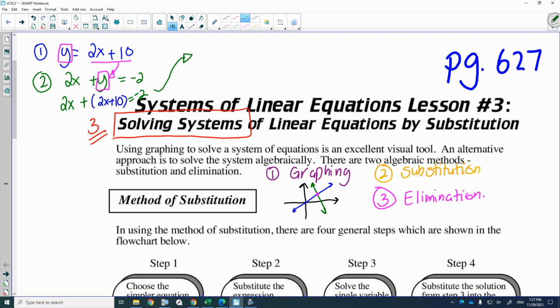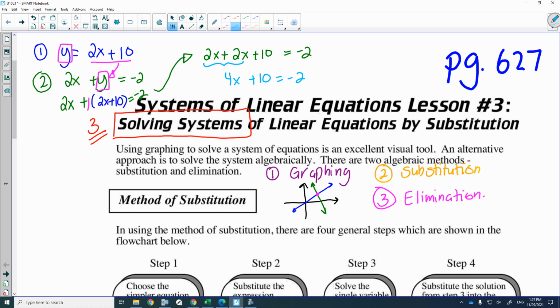We then are going to get rid of those brackets. So there's an invisible 1 in front of the brackets. That would be 2x plus 2x plus 10, and that's equal to negative 2. You'll always have variables that you could join together for substitution. So in this case, it's going to be x's. 2x and 2x will give us 4x plus 10 is equal to negative 2.